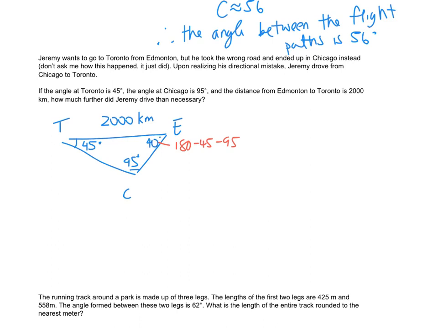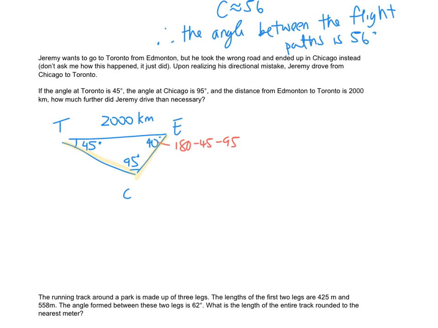Now our goal is to see how much further he drove. Well, Jeremy actually drove from Edmonton to Chicago, then Chicago to Toronto. So we need to figure out those 2 distances, add them up, and then see how much more he drove compared to that 2,000 kilometers if he went the correct way.